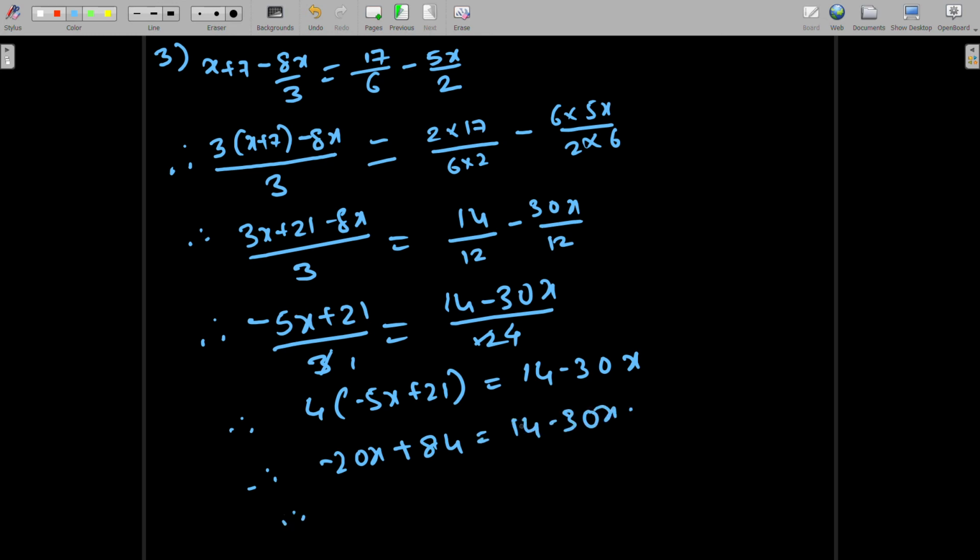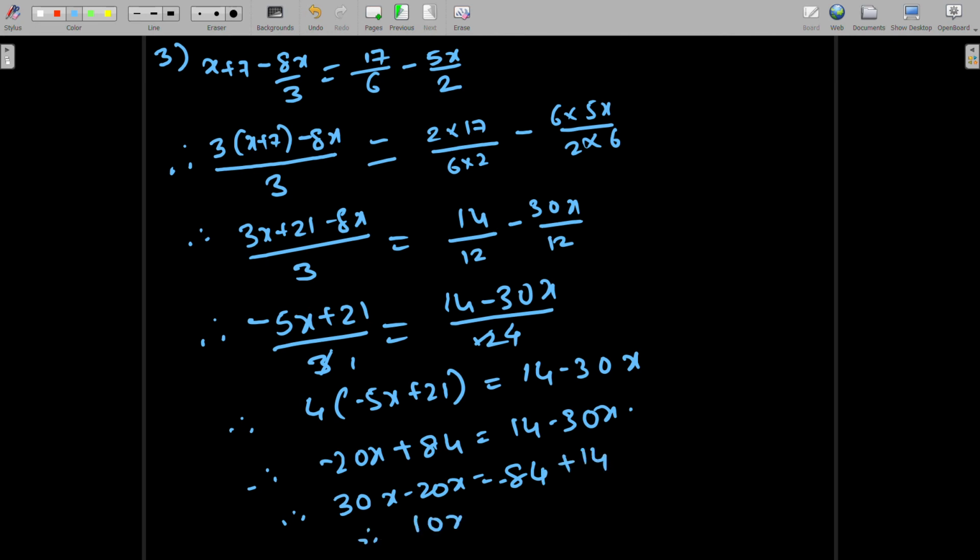Arrange the terms. So minus 30x, when it comes onto this side, this will be plus. So I can write it as 30x minus 20x is equal to, now when I take 84 onto this side, it will become minus 84, minus 84 plus 14.